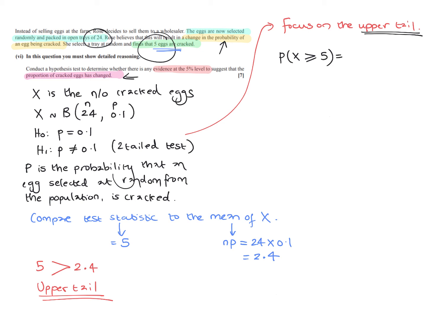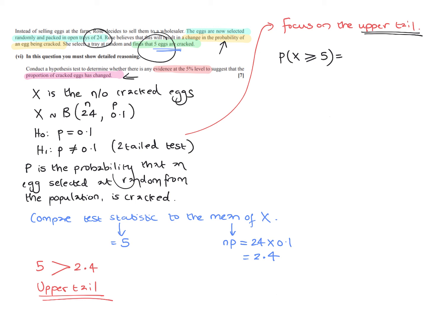So we can set this up again in stats mode on the calculator. So remember how we've been doing this in the previous examples. We want to make sure we've got distribution F5, binomial F5, binomial cumulative distribution or BCD, which is F2. Data is always set at variable.